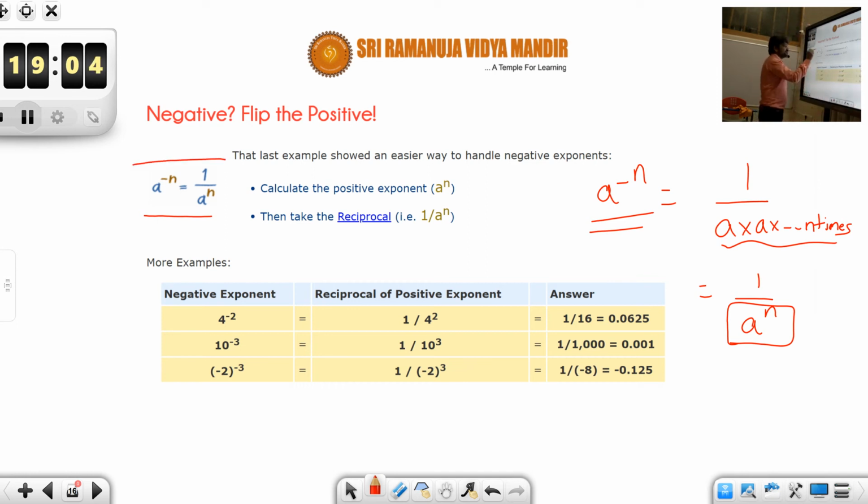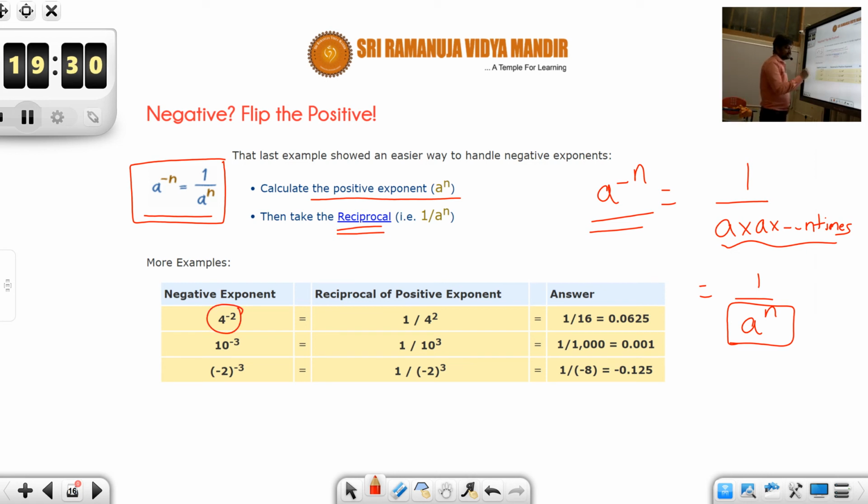This is a very, very important formula. You will be using this very frequently in your upcoming problems. A raised to the power minus n is equal to 1 by a raised to the power n. Or we can do it the other way: calculate the positive exponent and just take the reciprocal. Let's look at some examples.